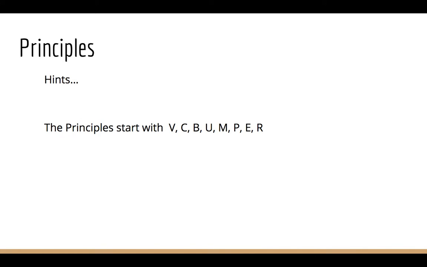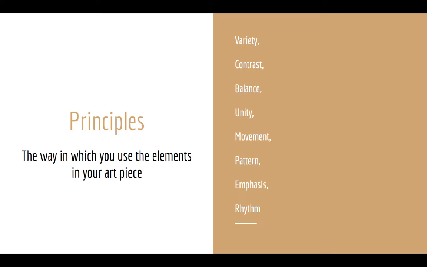All right, so this brings us to the principles. Now the principles are a little bit trickier to think about than the elements. They start with V, C, B, U, M, P, E, R. Any thoughts as to what any of those are? The principles are variety, contrast, which will be a big one for us, balance, unity, movement, pattern, emphasis, and rhythm.